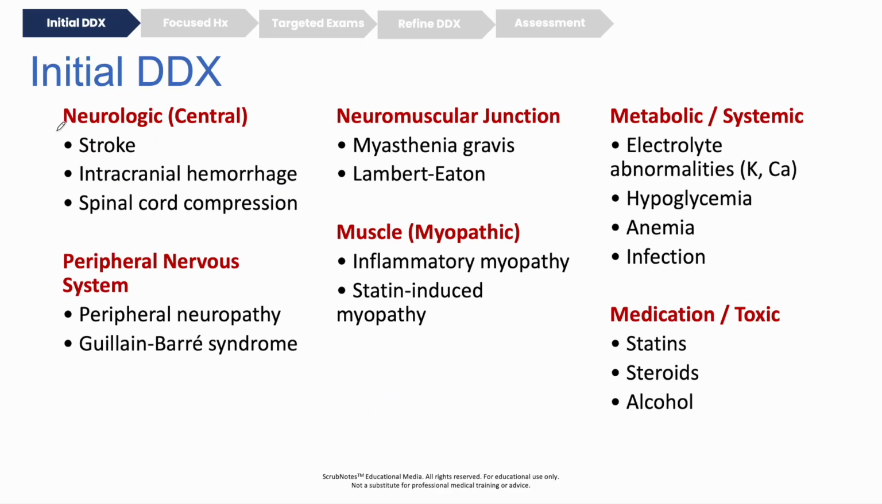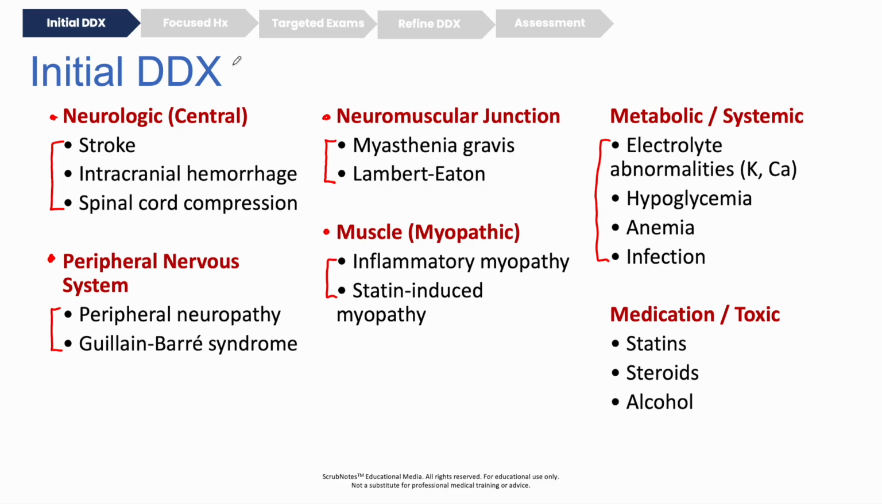So first, we build a broad differential. Weakness has a large differential list, but most causes fall into a few major categories. Central neurological causes, like stroke or cord compression, peripheral nerve causes, like neuropathy or Guillain-Barré, neuromuscular junction disorders, like myasthenia gravis, muscle causes, like inflammatory or medication-induced myopathy, and systemic causes, like electrolyte abnormalities or anemia.